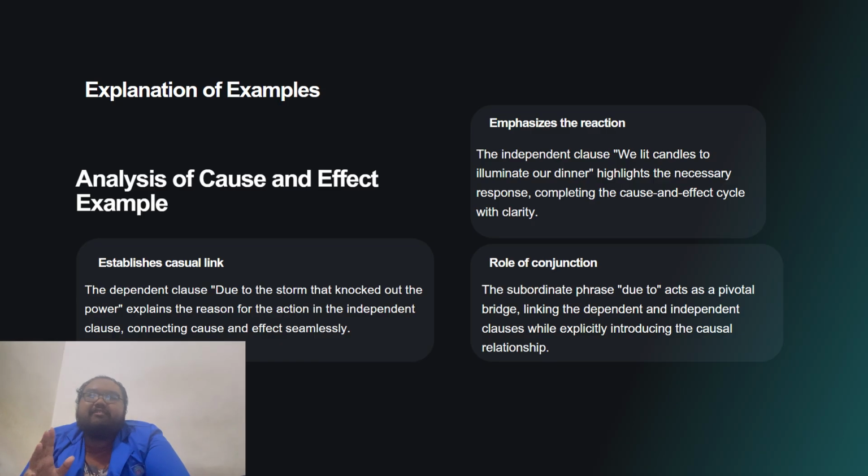Now, the role of the conjunction. The subordinate phrase due to acts as a pivotal bridge linking the dependent and independent clauses while explicitly introducing the causal relationship.